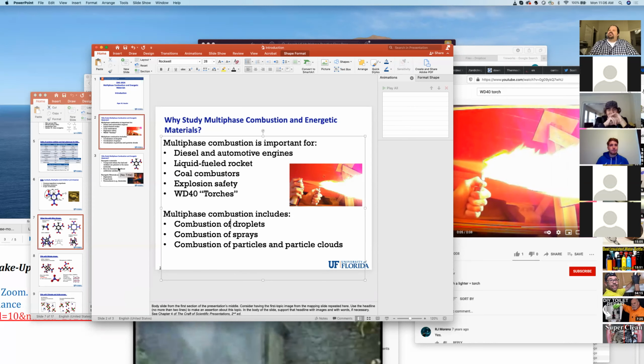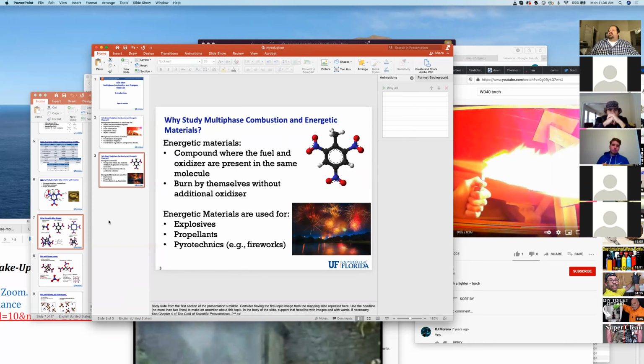Okay, so now we discussed multi-phase combustion and what is meant by that. A lot of you may be wondering, what is an energetic material? Now, in the previous combustion class and even that spray flame, the fuel and oxidizer were basically two separate molecules. And for the burning to occur, the fuel molecules and the oxidizer molecules, oxygen in this case, needed to actually collide and bump into one another.